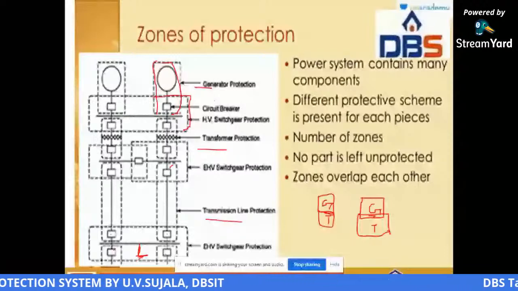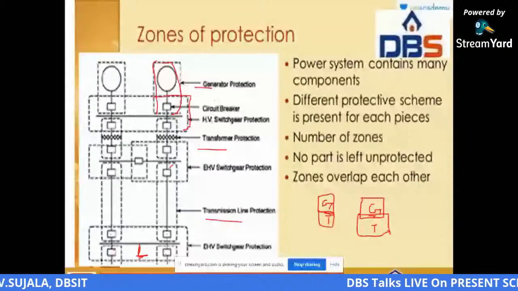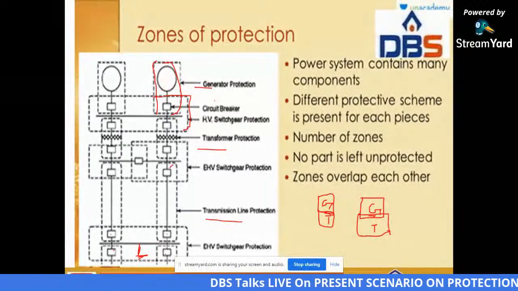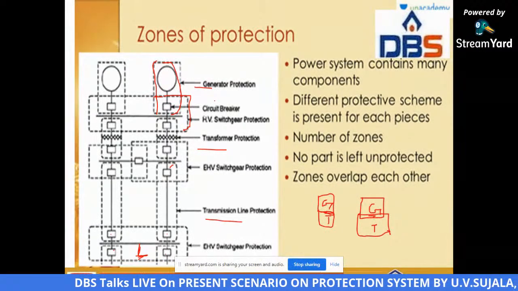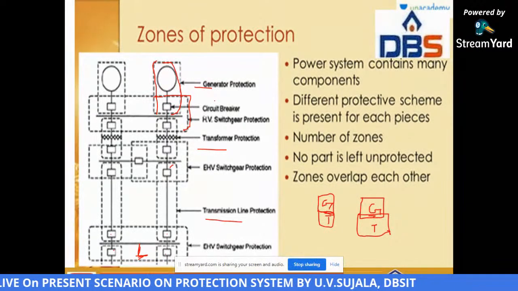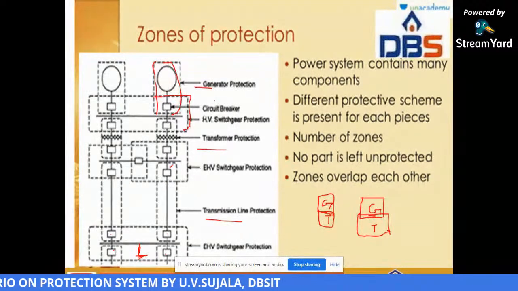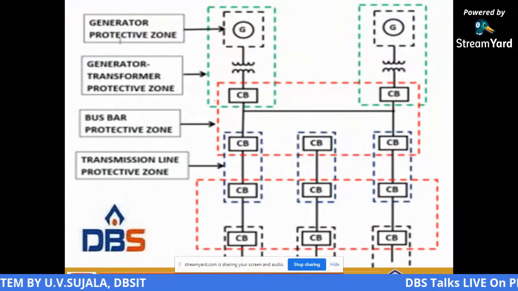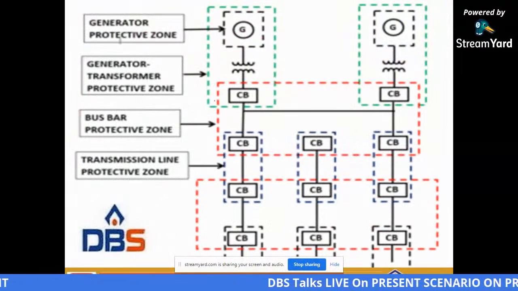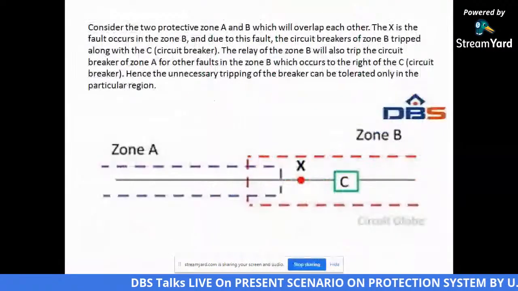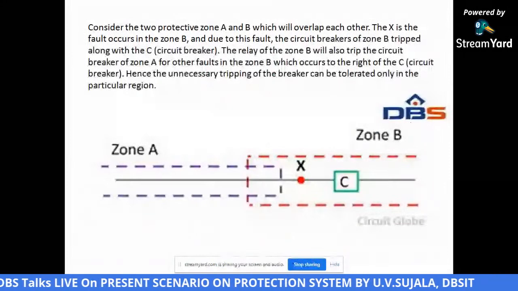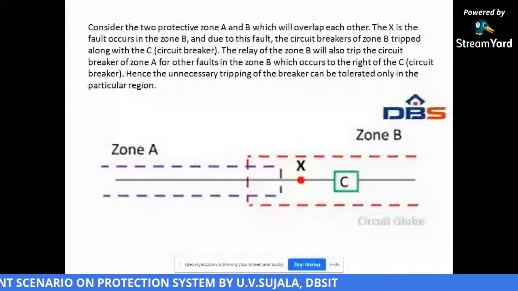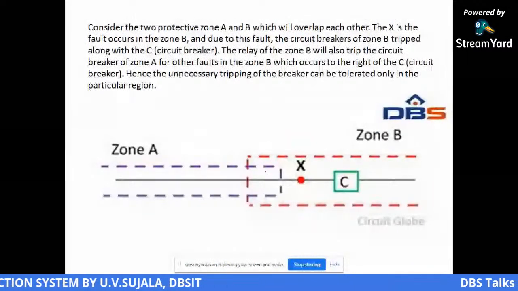And overlap each other means, without overlapping, the total system would be damaged. So this is the same thing, overlapping zones. When you are understanding this, it is the same thing. In the last slide, I showed this as the generator or the transmitter.